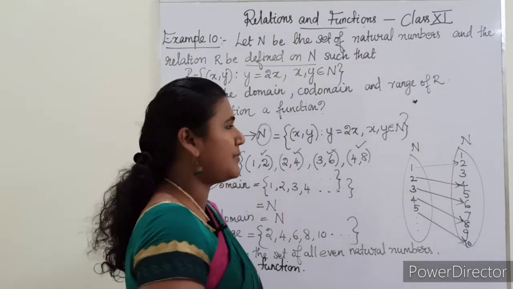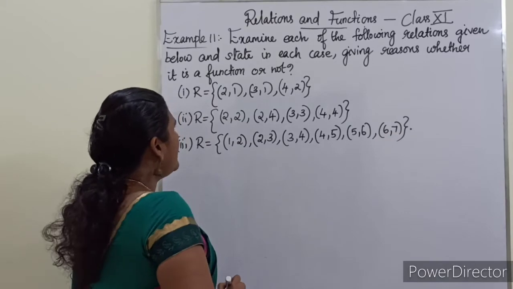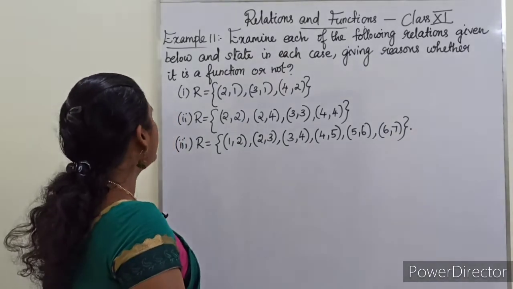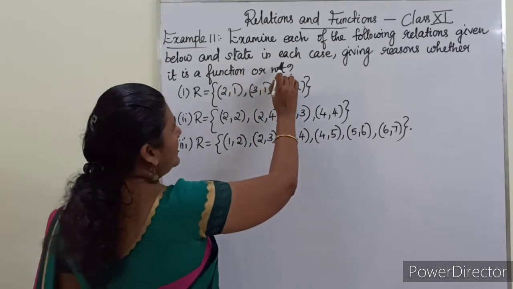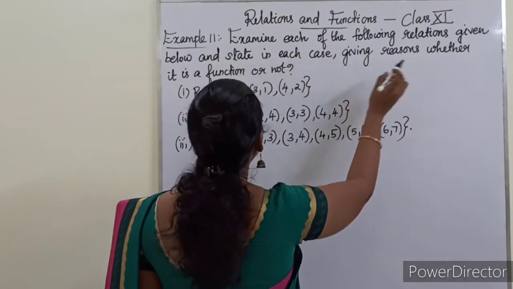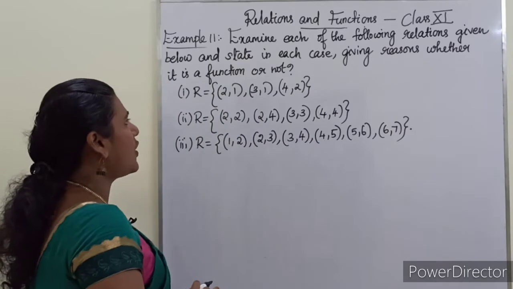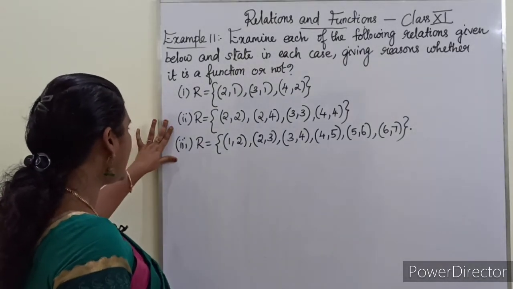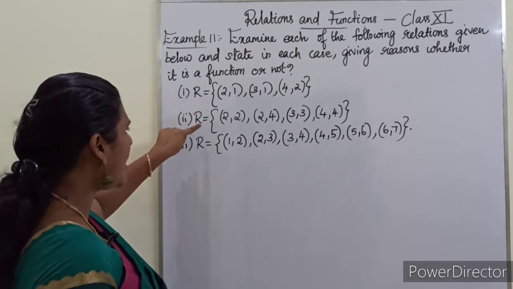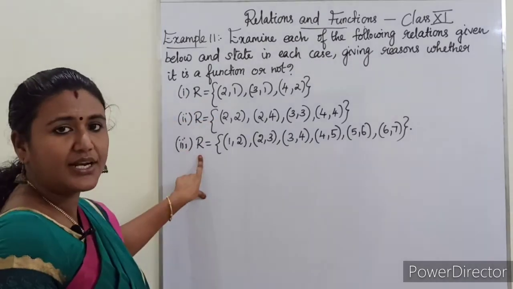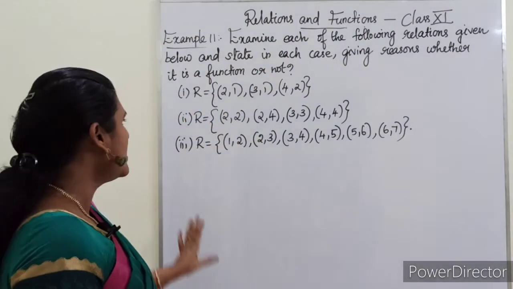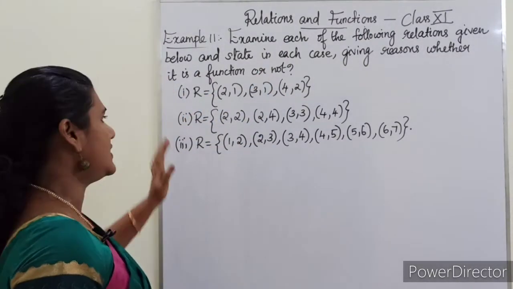Now the next example. Example 11. Examine each of the following relations given below and state in each case, giving reasons, whether it is a function or not. So here we have three relations. You have to check each relation and say whether the relation is a function or not. So we will start with the first relation.